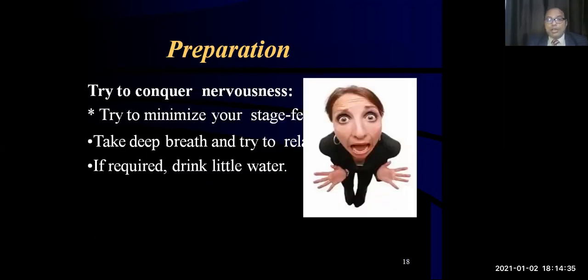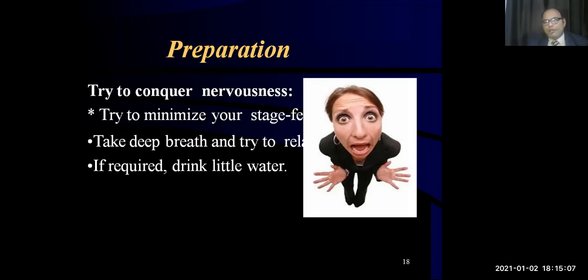Preparation. Try to conquer nervousness. How? Try to minimize your stage fear. How can you minimize your stage fear? By moving on the stage again and again, by getting acquainted with the atmosphere or the environment of that area where you have to present. Take a deep breath, try to relax, and if required, drink a little water.